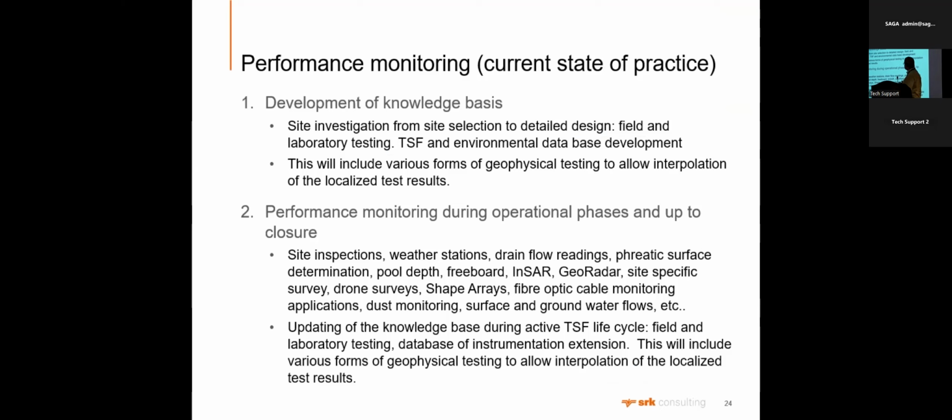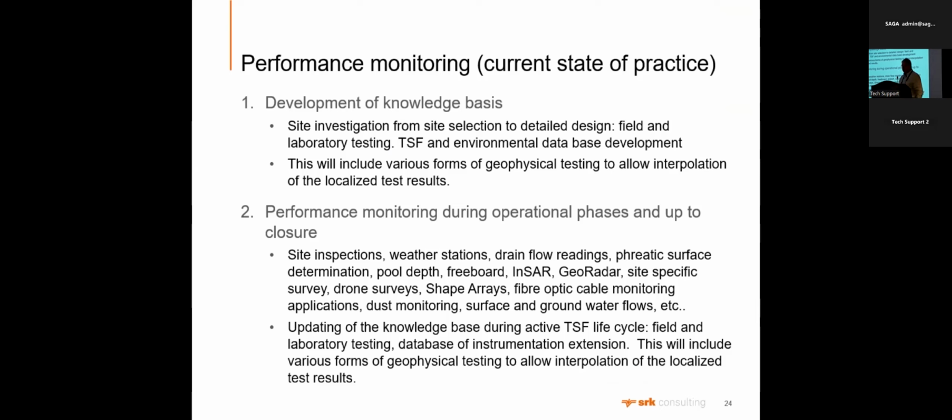And this will include various forms of geophysical testing to allow interpolation of the localized test results. And it's really important, you know, you can't go and drill 1,000 boreholes for a tailings dam, which maybe spans over 300 hectares, but you could maybe drill 20 and then use geophysics to interpolate.